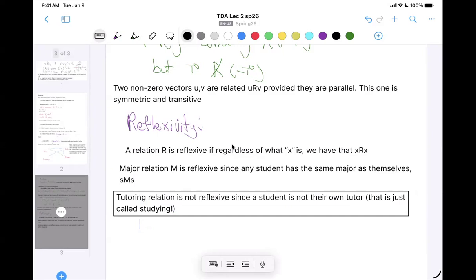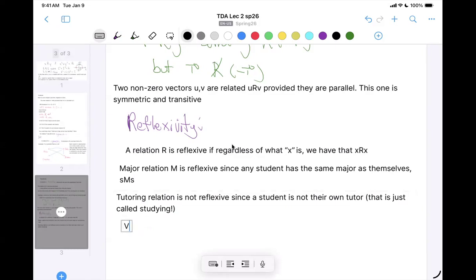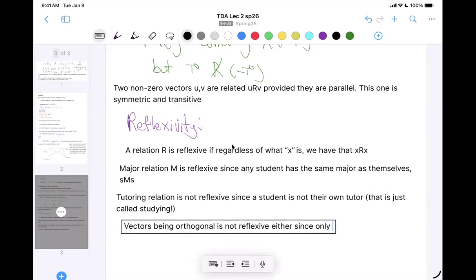The orthogonality, right? Two vectors being orthogonal is also not reflexive, because a vector is not orthogonal to itself. A vector is not perpendicular to itself, unless it's the zero vector, but that's the extreme case, and that only happens once. So vectors being orthogonal is also not reflexive, since only the zero vector is orthogonal to itself.